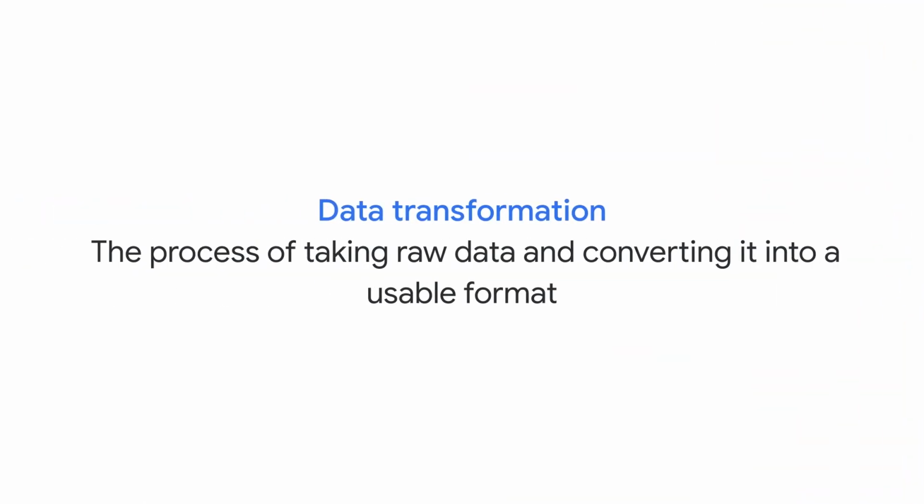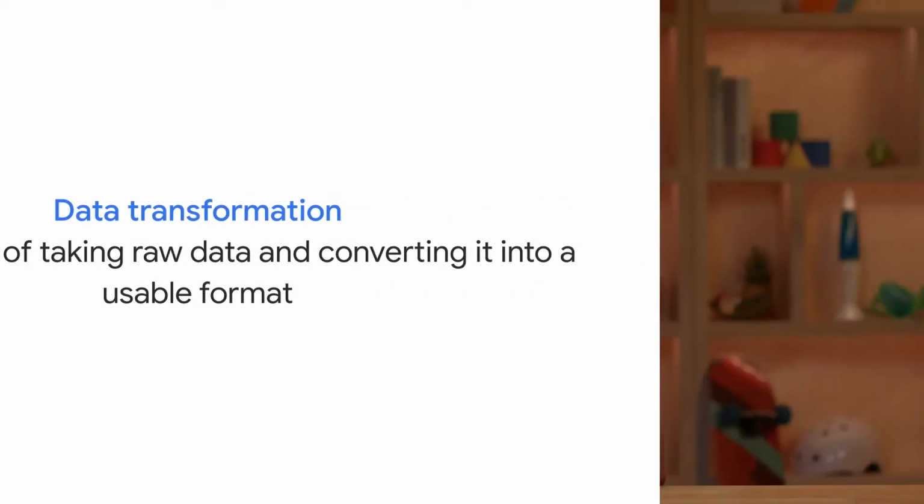Data transformation is the process of taking raw data and converting it into a usable format. Basically, it's changing inconsistent data formats into a consistent format that you can use for analysis and visualization development to ensure that the data is error-free and in a format that you can use.